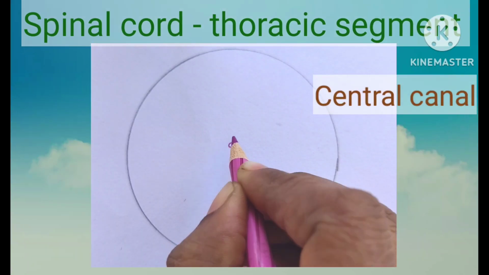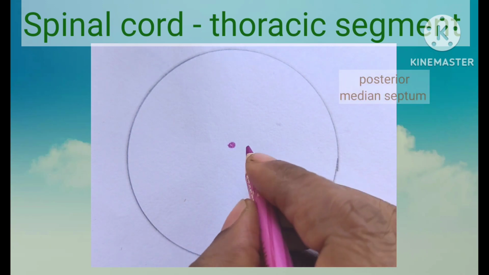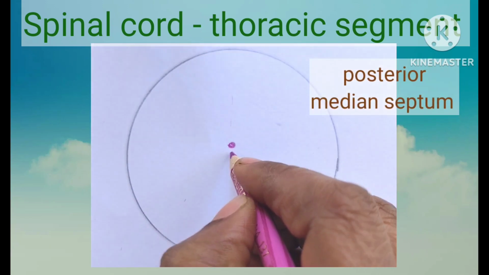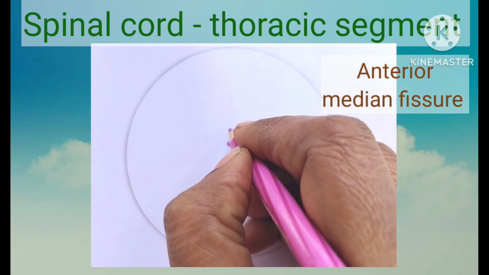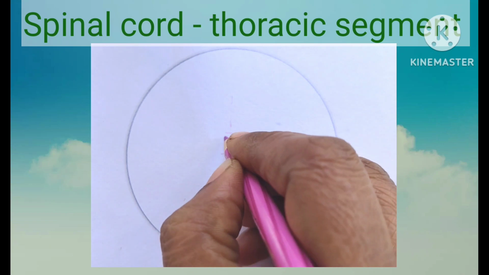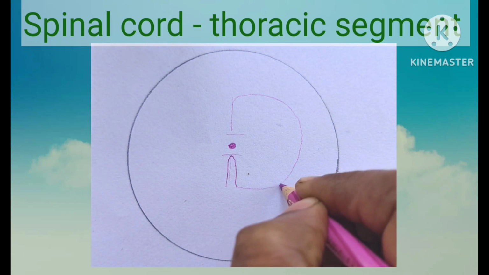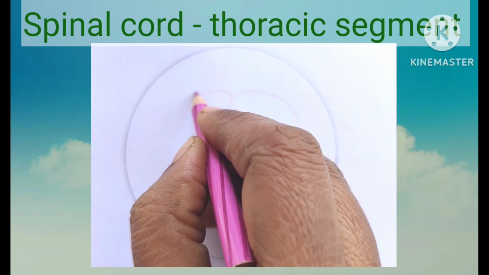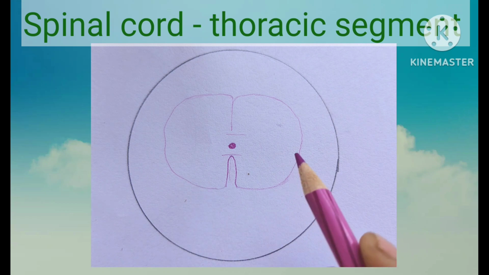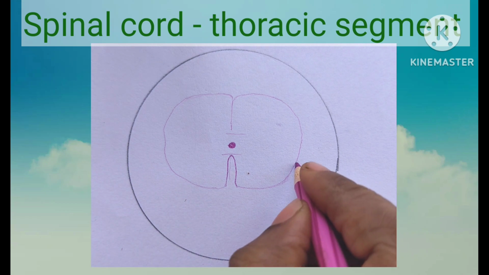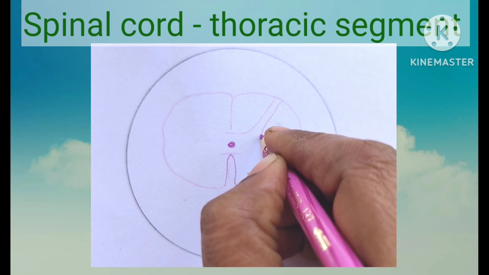Now coming to the thoracic segment. It is nearly circular, smaller in size compared to the cervical segment. So here also, similar to the cervical segment, the central canal is little anteriorly placed. So central canal will start, then it is lined by cuboidal or low columnar epithelium. Then we'll draw the outer part. It's almost like a circular, not oval, circular and smaller than the cervical segment.